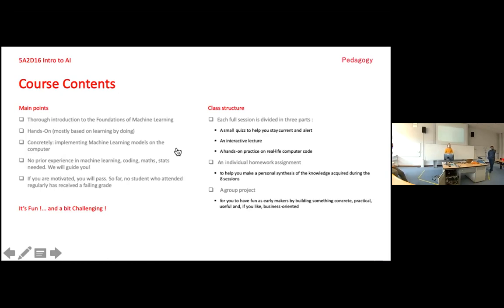And finally, we also have a group project, which I think is probably going to be the most fun part, because you get to sit together, find a data set, decide what questions you want to ask it, and then actually develop a small machine learning algorithm that answers questions with regard to that data. So that's really the culmination of everything you learned during the course. Yeah, that's all.